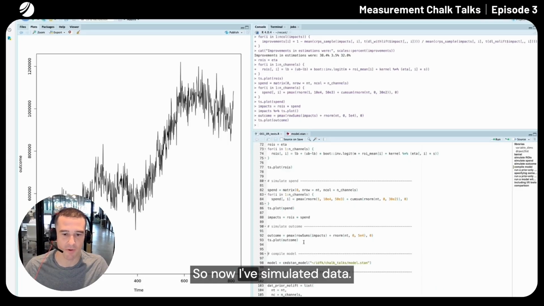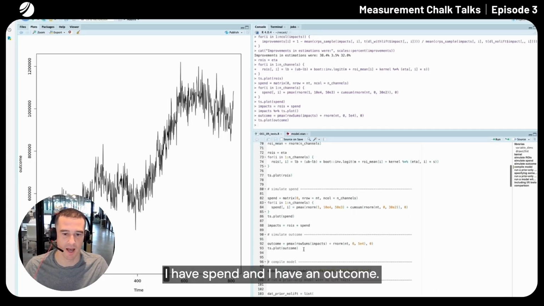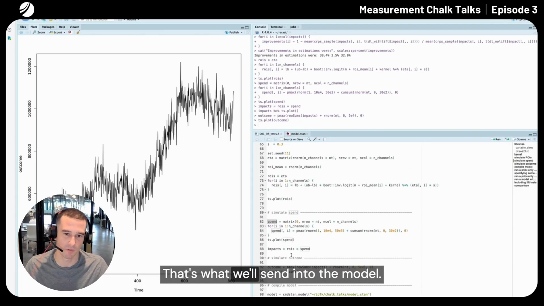Cool. So now I've simulated data. So what do I have? I have spend and I have an outcome. That's what we'll send into the model. And then I have these ROIs, or these impacts, that I care about estimating. Let's talk about how we do that in the model.